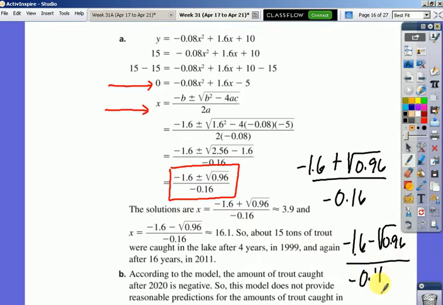So one of them, and on the test, for some reason, a lot of you, when you wrote this out, you were fine with this one, but then for some reason you didn't do this in the correct order. You switched them around. I don't know why. But things have to be done in the correct order. You see this plus this, and then divide that by negative 0.16. 1.6 minus square root of 0.96, and then divided by negative 0.16. So when they do that, you get 3.9 approximately and 16.1.